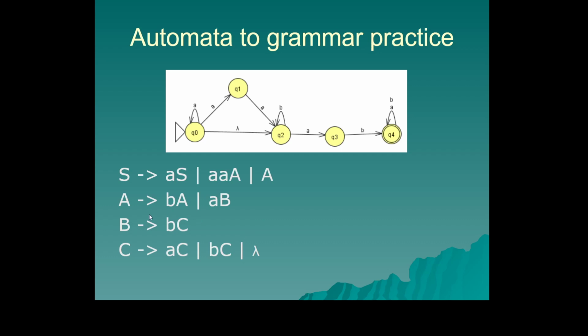Oh, and by the way, there's a way to get rid of state B as well. There's a way to write this with 3 production rules. See if you can find it real quick.